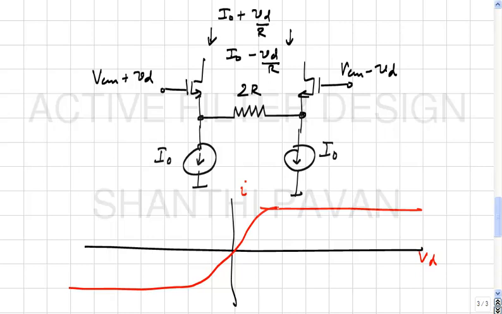Okay. Now for the degenerated differential pair, how will it look? Slope will be less, linearity will be much more. Eventually, if you put a very, very large VD, of course, all the current will flow through one transistor. That you can't avoid. Does this make sense?